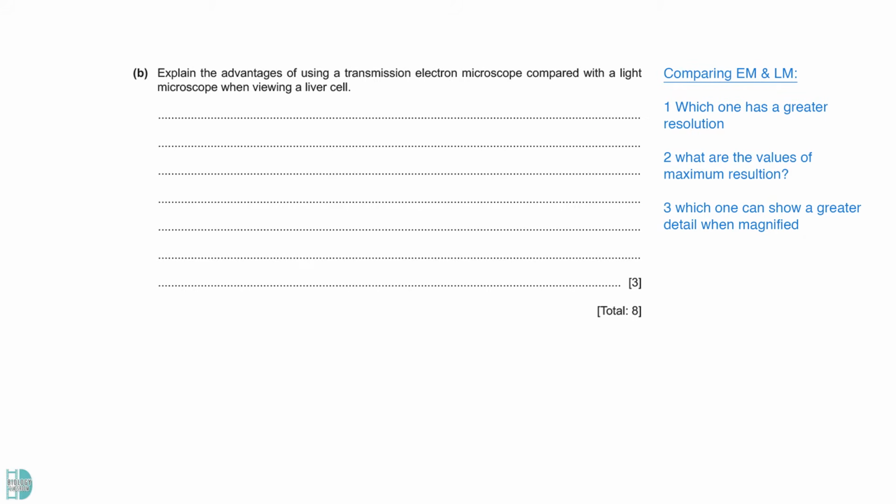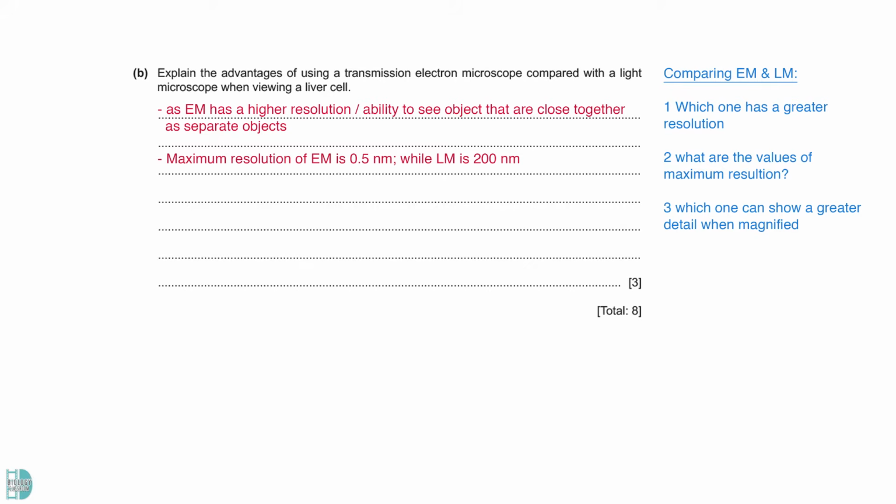So here are the points. Firstly, electron microscope has a higher resolution. You can also use the definition, which is the ability to see objects that are close together as separate objects. Then give the value for the maximum resolution, 0.5 nanometer versus 200 nanometer.